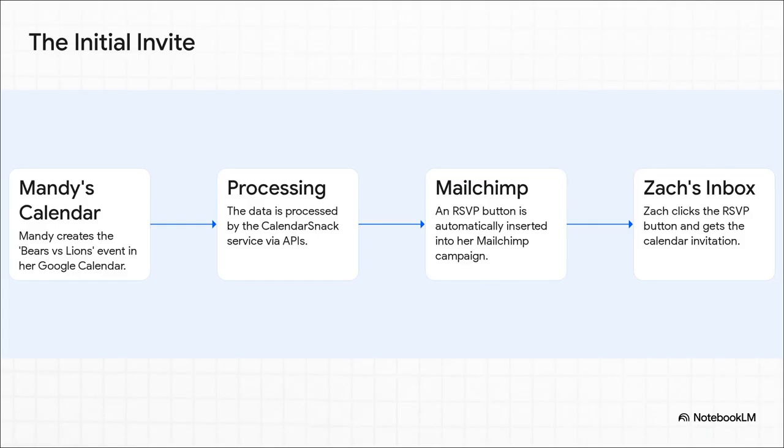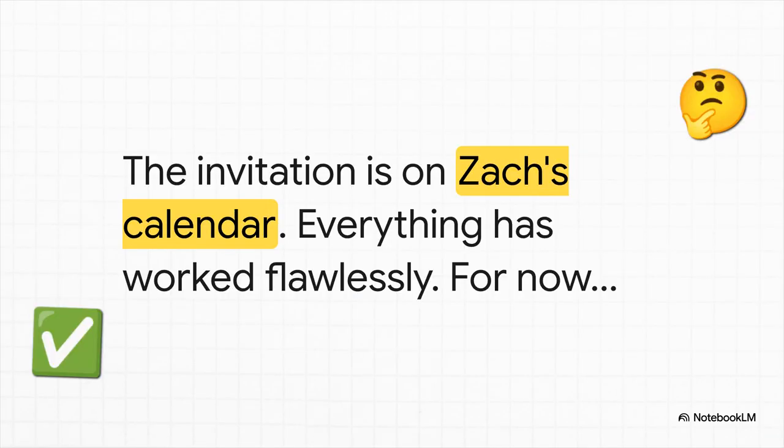Now this is where the magic really happens. Mandy literally just creates the event in her own calendar like she normally would. Then, a service called Calendar Snack uses what are called APIs, think of them as little digital messengers, to automatically process that event. It then creates this special RSVP button that she pops right into her Mailchimp campaign, so when Zach gets the email and clicks that button, boom, the event lands right on his calendar. Simple as that.